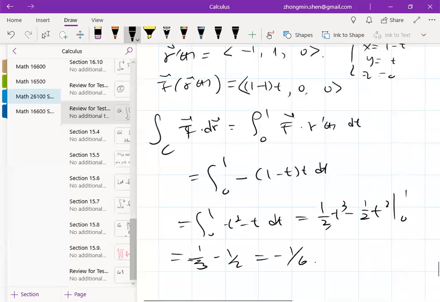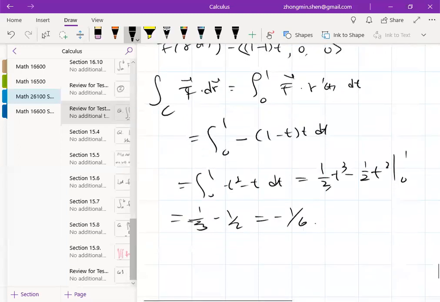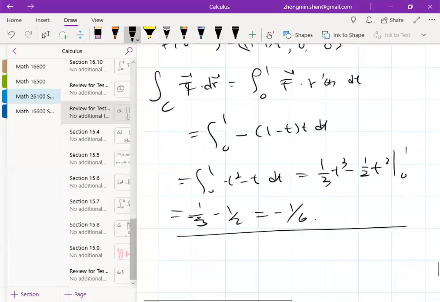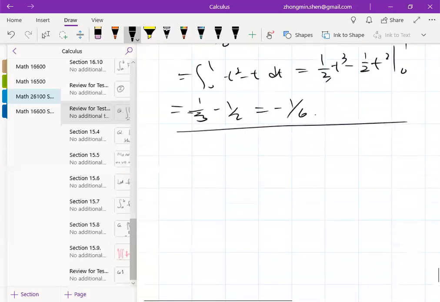By a similar argument, I'm pretty sure the rest are the same. So my conjecture is to multiply by 3, so negative 1/2 should be the answer, because it's the same on each piece.